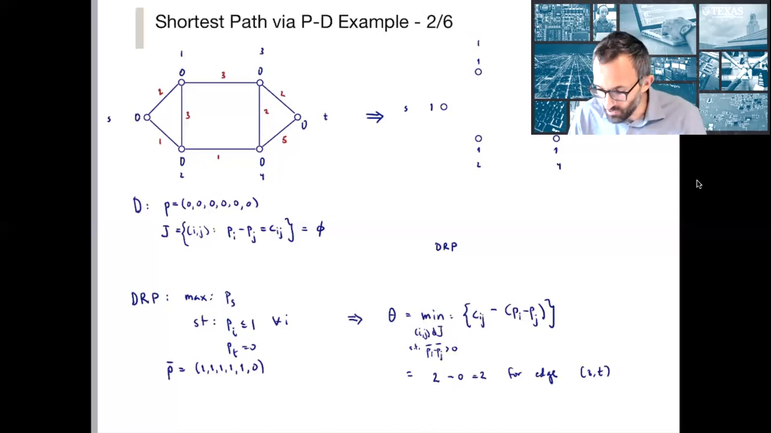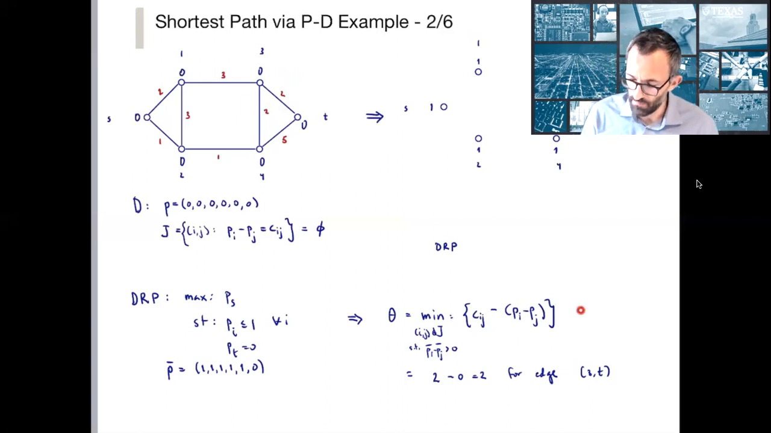And I want to minimize over these 2 edges Cij minus the original pi minus pj, which is 0. So I'm minimizing cij. So I'm choosing over 2 and 5. Only these edges are in play. 2 is less, so I add that 2, and theta is going to be equal to 2. What's going to happen in the next iteration?